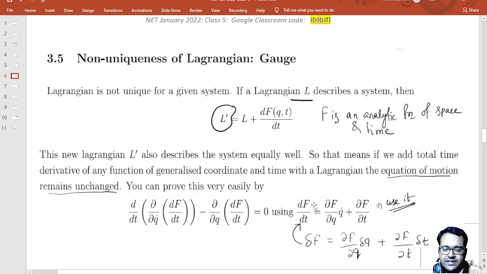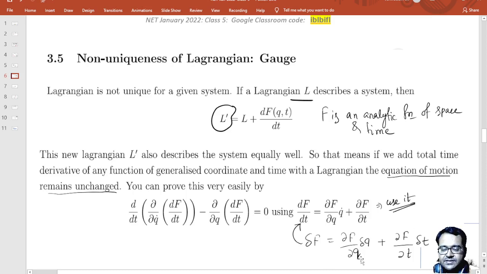We write the total derivative like this: df equals del f del q dq plus del f del t dt. Then df/dt will be just like a two-variable function, as we do in mathematical physics. If you don't have any idea what it is, how it is coming and why we should write it, then please read basic two-variable calculus from any basic book.